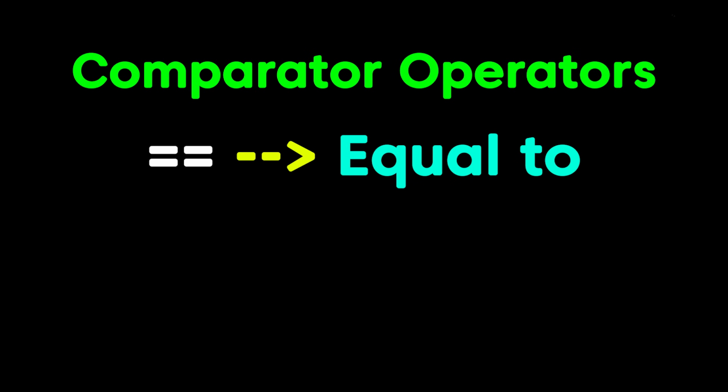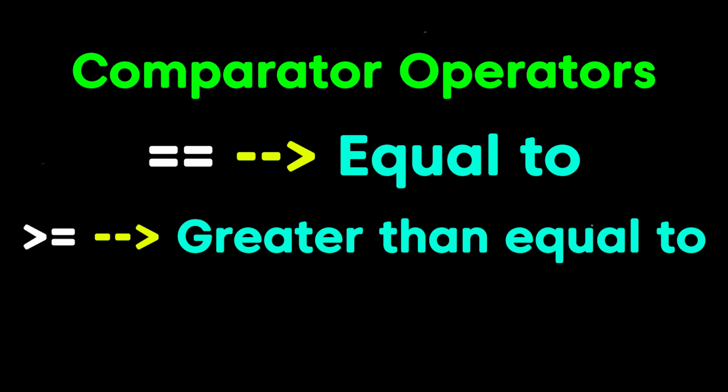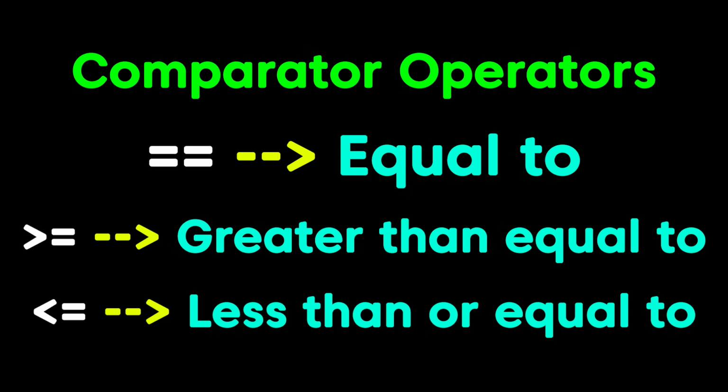There's also comparison operators, which give us boolean values, as we said earlier. These include equal to, which is going to be two equal signs next to each other, greater than or equal to, and even less than or equal to. Greater than or equal to, which is going to be a greater than sign with an equal to sign right next to it, and less than or equal to, which also follows the same principle as greater than or equal to.